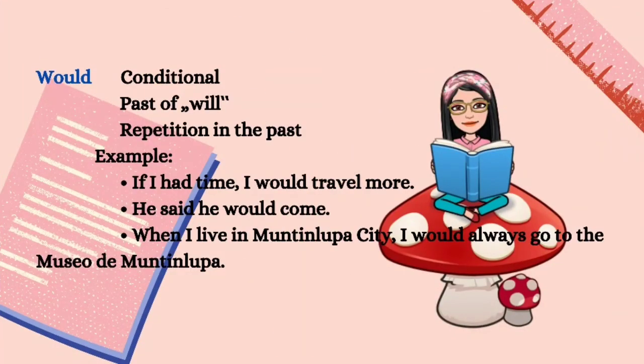Would, it means conditional, past of will, repetition in the past. Example, if I had time, I would travel more. He said he would come. When I lived in Muntinlupa City, I would always go to the Museo de Muntinlupa.